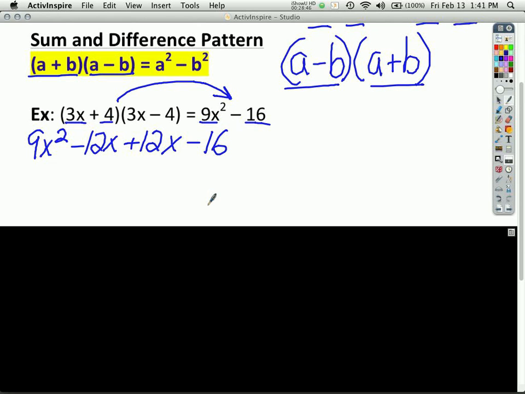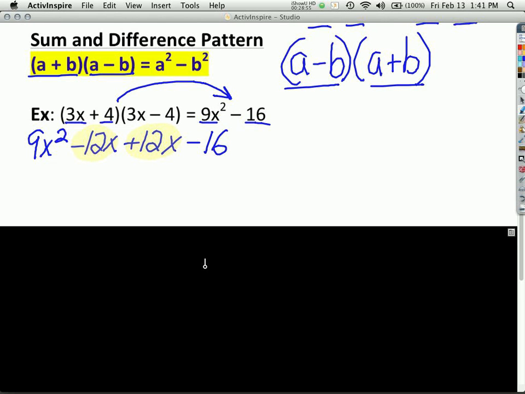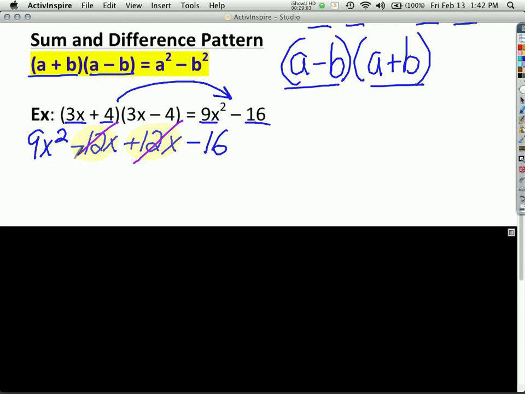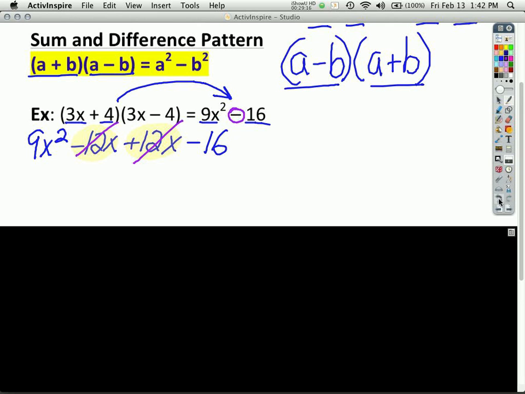No matter what the numbers or letters are, this will always happen. The middle terms will always be opposites. And because they are opposites, they will cancel out. Any questions about that? Could someone explain, now that you see it, why it's always a subtraction sign? Why is it always going to be a subtraction sign?